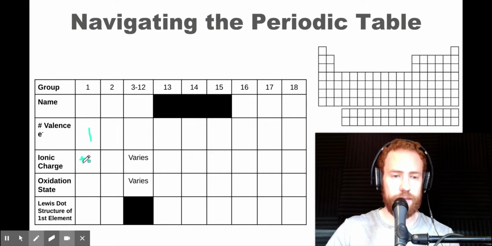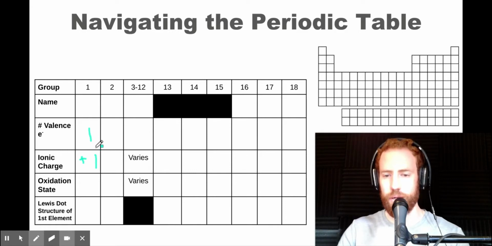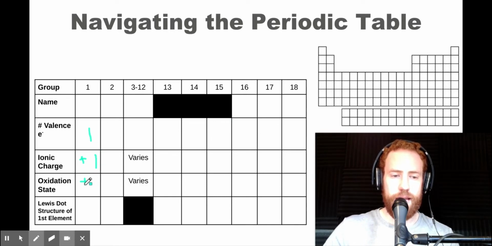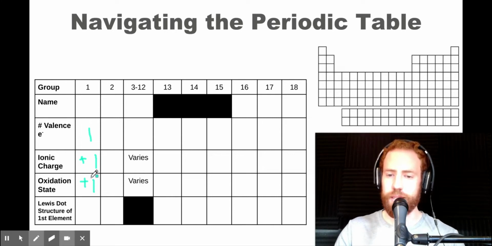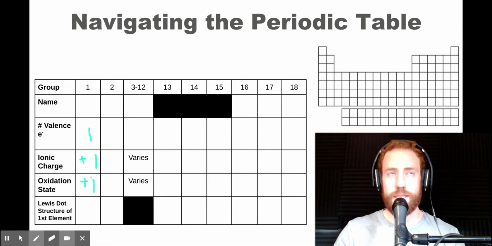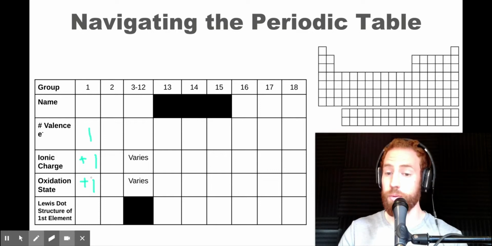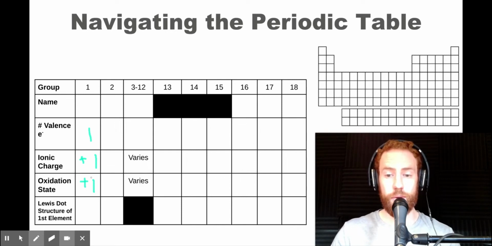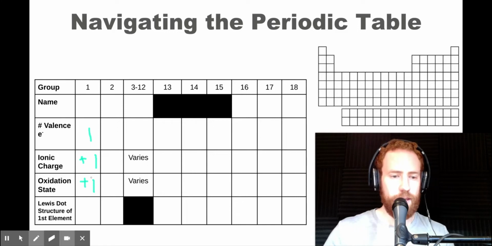And if you lose a negatively charged electron, you form a positive 1 charge. So everything in column 1 forms a positive 1 charge. That is also the oxidation state of everything in column 1. Oxidation state at this point, you can think just means the same thing as ionic charge. Oxidation really has more to do with a certain type of chemical reaction we're going to talk about called oxidation-reduction reactions, and that's where charges can change in the process of a chemical reaction. But if you're just looking at something with a charge and you ask what oxidation state it has, it's the same as its ionic charge.